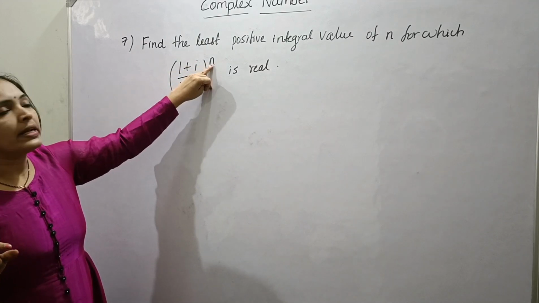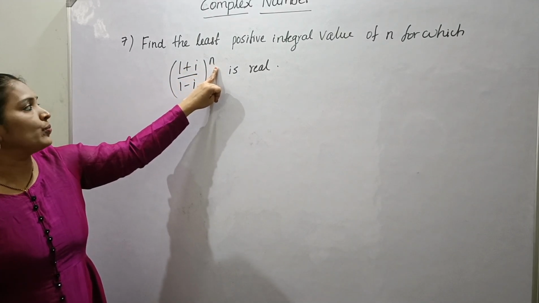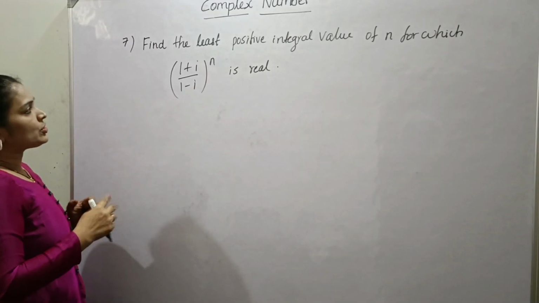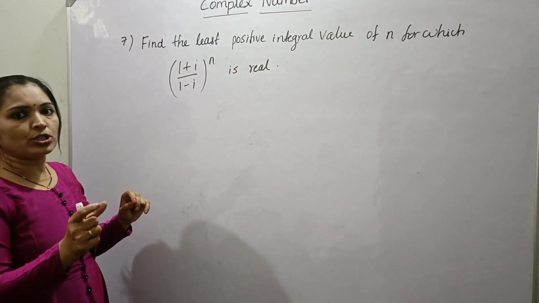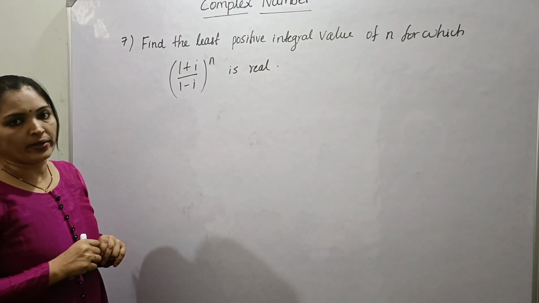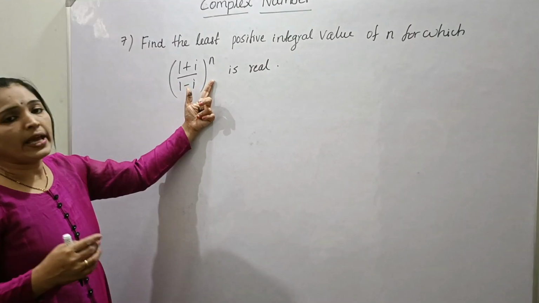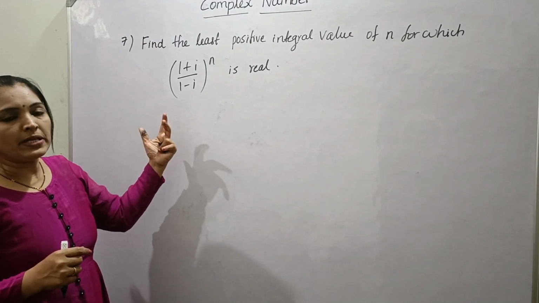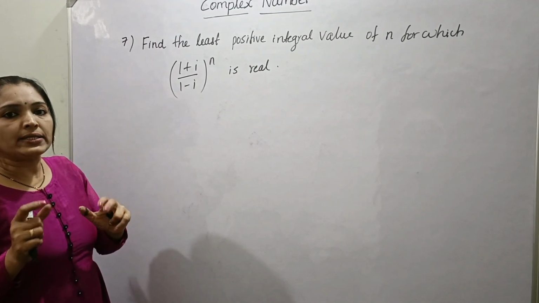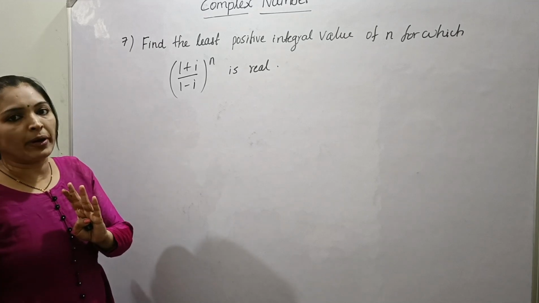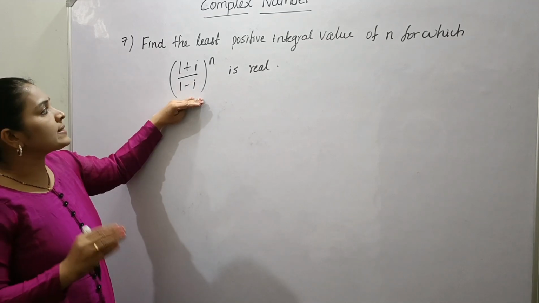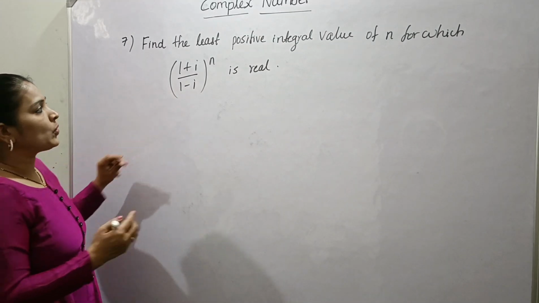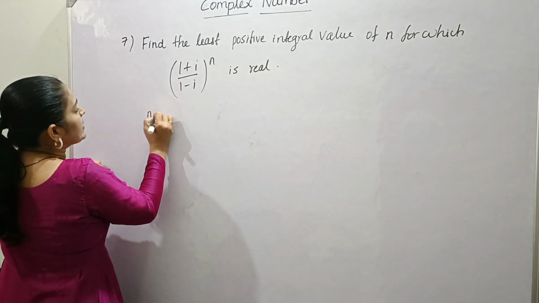So what is the least positive integer value of n? For that, first of all, let us substitute the least positive integer value, that is n equal to 1. Let us check whether it is real or complex. That means after simplifying we should get a real number, no imaginary part, only real part. So let us substitute n equal to 1 and check whether it is real or not.